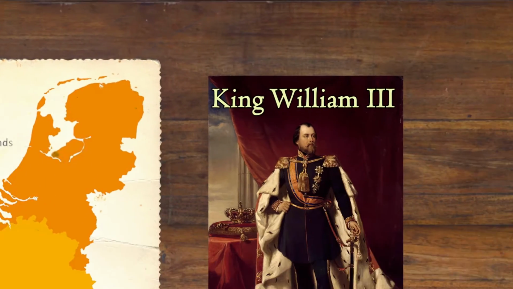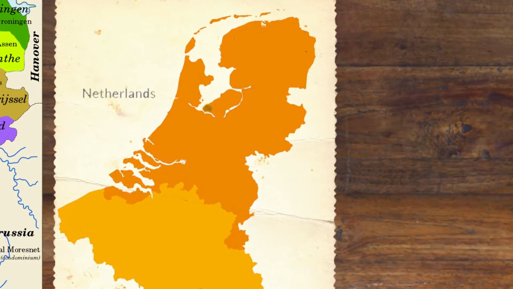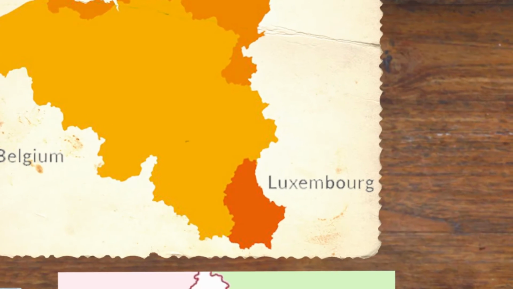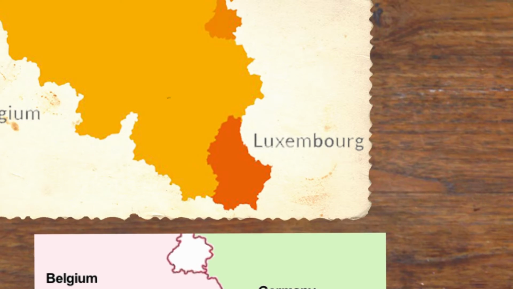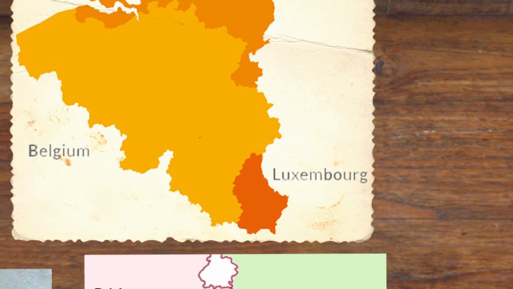In 1890, the Dutch king died without a male heir, and while the succession laws in the Netherlands had been changed to allow for a female monarch, this had not happened in Luxembourg. And remember, they were technically two different states, so those new Dutch succession laws didn't automatically apply to Luxembourg.